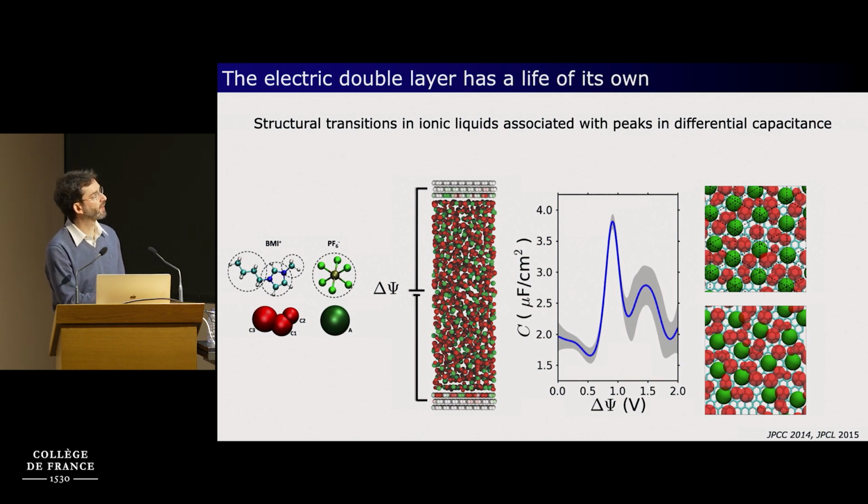So here is the same capacitor as I've already mentioned, with the graphite electrode and the ionic liquid modeled with a coarse-grained electrolyte. And here is the differential capacitance as a function of voltage. And you see that there are many features. For example, we could show that this first peak in the differential capacitance is associated with an order-disorder transition in the first adsorbed ionic liquid layer.